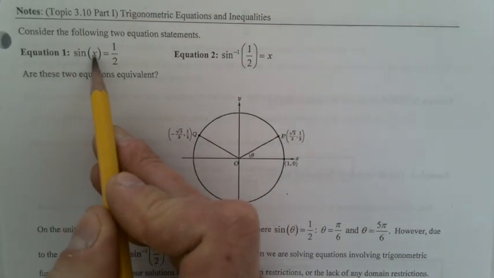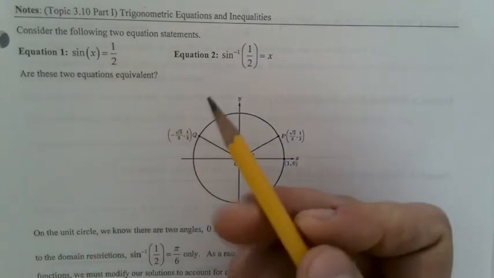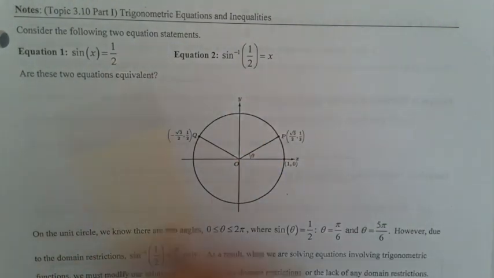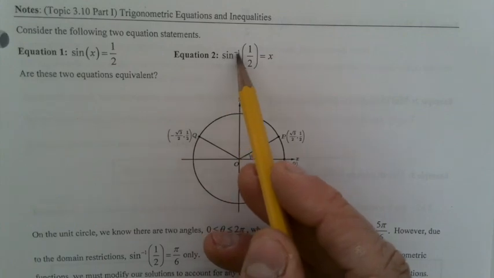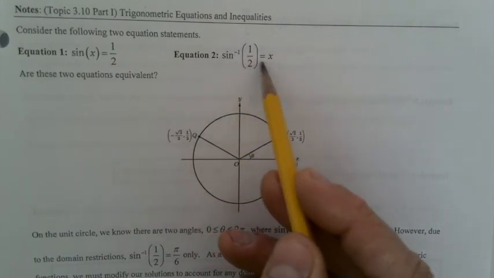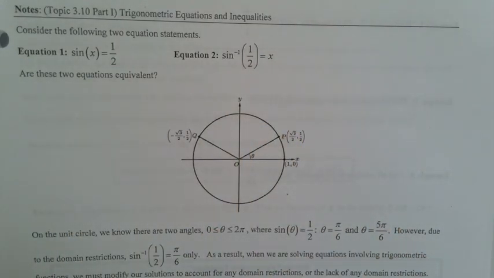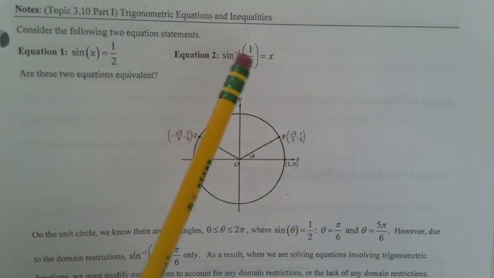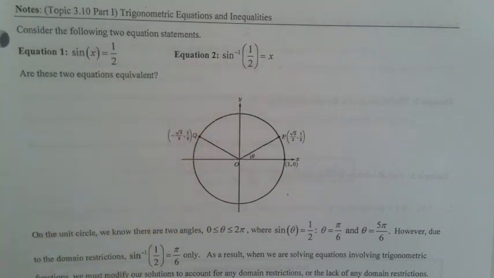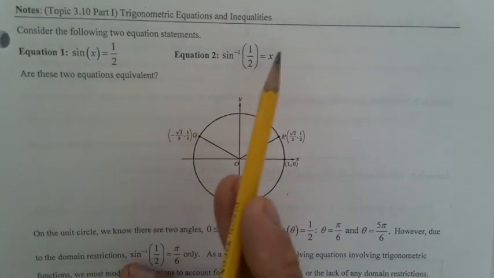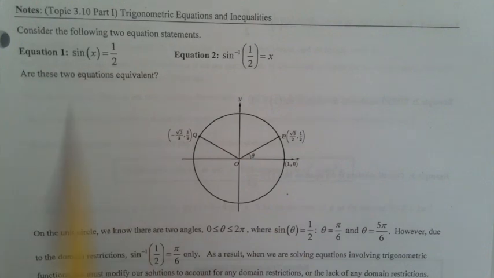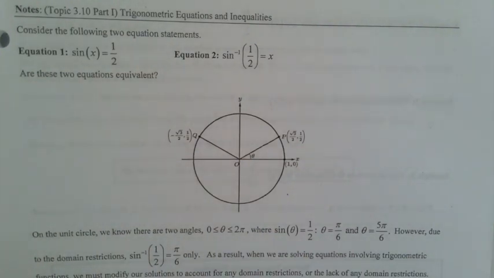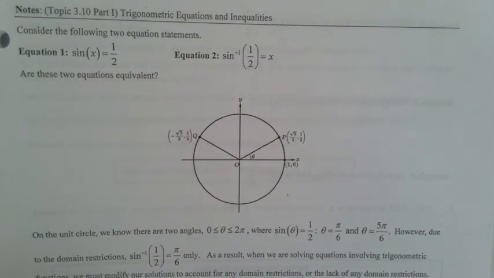We have sine of x is equal to 1 over 2. And then we have the arc sine of 1/2 is equal to x. Are these two equations equivalent? Well, they're interestingly inverses, right? And they should theoretically give you the same answers because they are inverses.